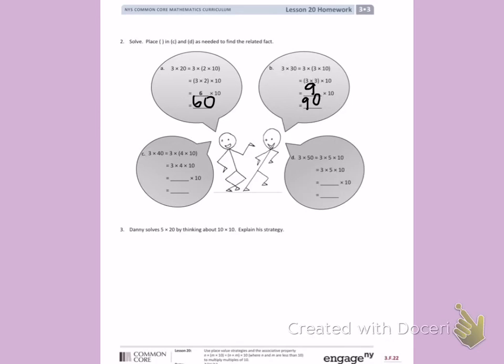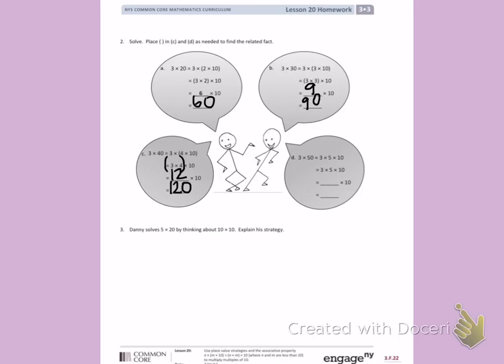Letter C. I have 3 times 40 equals 3 times 4 times 10. They broke 40 apart into 4 times 10. The easiest problem when I look at 3 times 4 times 10 to solve is 3 times 4. So I'm going to put parentheses around those two numbers, telling me I have to multiply those first. 3 times 4 is 12. 12 times 10, 12 tens, is 120.